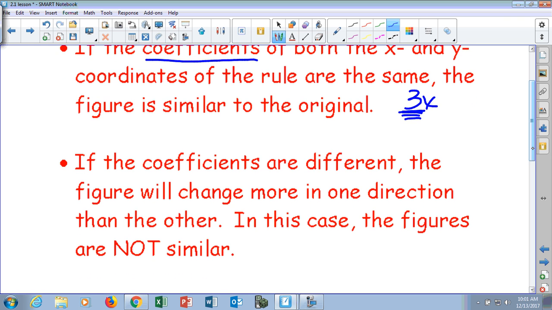Now remember, because we had a 2x and a 2y and a 3x and a 3y, that just doubled the size or tripled the size. Remember when one of them was an x or a y and the other one went to a 2 or a 3? That stretched it, or grew it taller or wider. So when the coefficients are different, the figure will change more in one direction than the other, which means the figures are not similar.